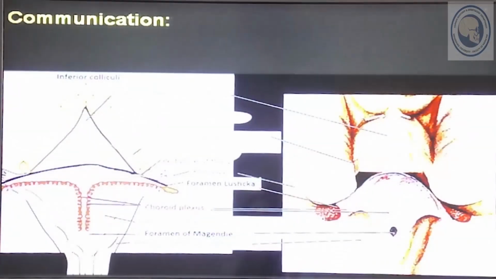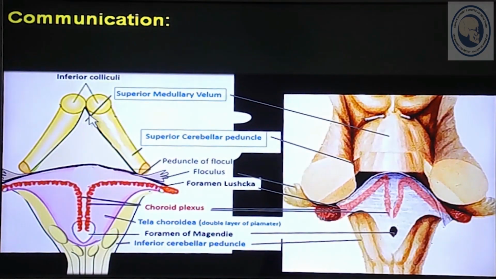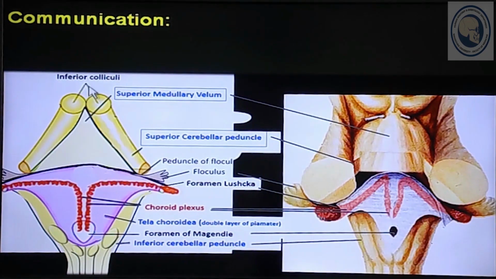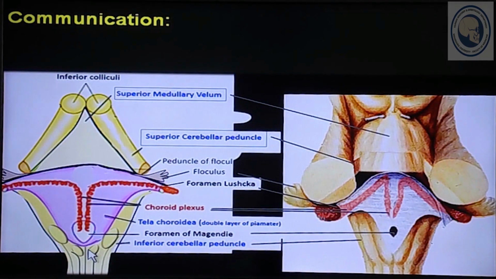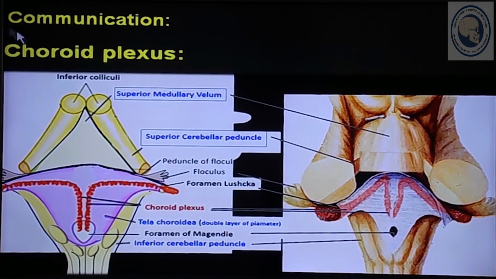So, what about the communication of the 4th ventricle? We will find the 4th ventricle communicating superiorly with the cerebral aqueduct of Sylvius. It also communicates inferiorly with the central canal of the spinal cord, while laterally it communicates through its lateral angle with the subarachnoid space. What about the choroid plexus?